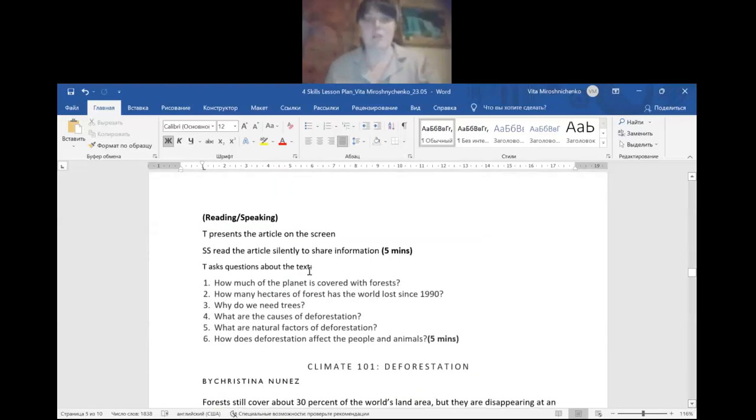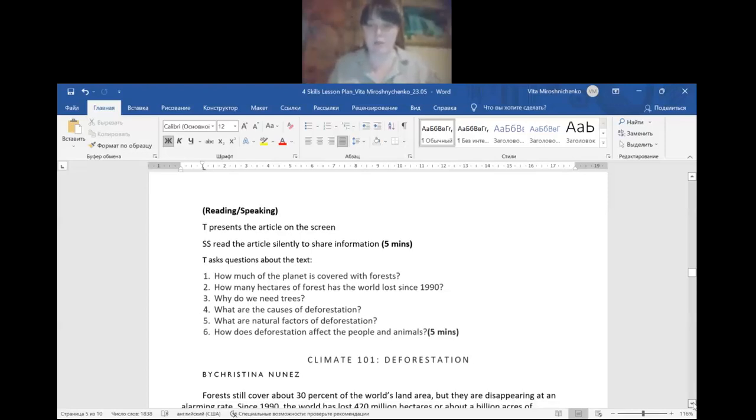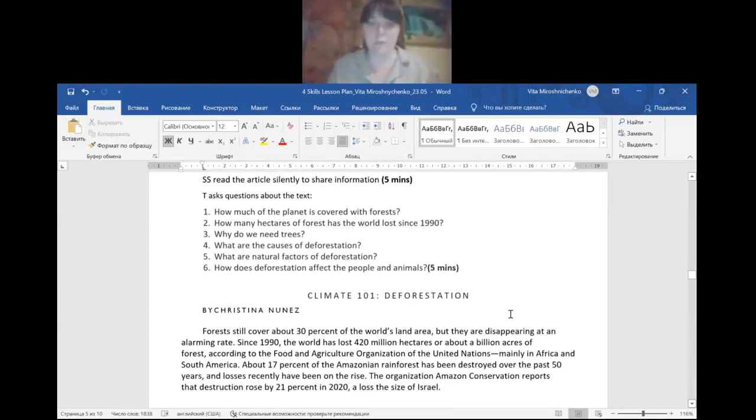So then the teacher presents the article on the screen. Students read the article silently to share information. It takes about 5 minutes. The article is Climate and Deforestation from the National Geographic site. And then students will discuss the following questions. For example, the first one, how much of the planet is covered with forests? And there are 6 questions.